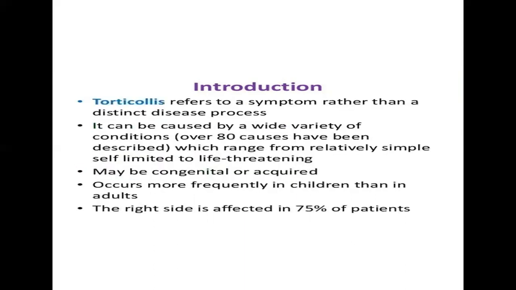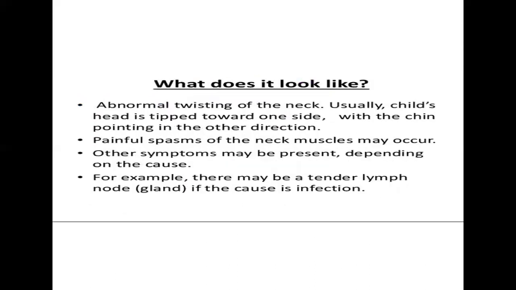Torticollis refers to a symptom rather than a distinct disease process. It can be caused by a wide variety of conditions. Over 80 causes have been described, ranging from relatively simple and self-limited to life-threatening. It may be congenital or acquired, and occurs more frequently in children than in adults. The right side is affected in 75% of patients.